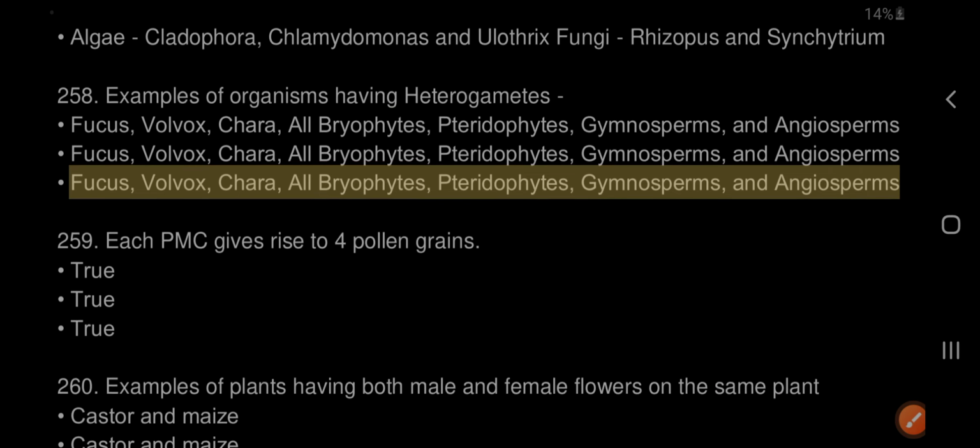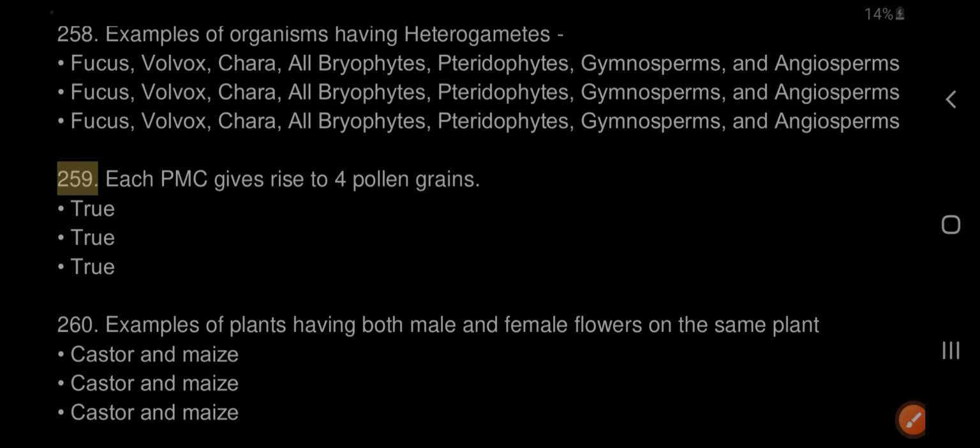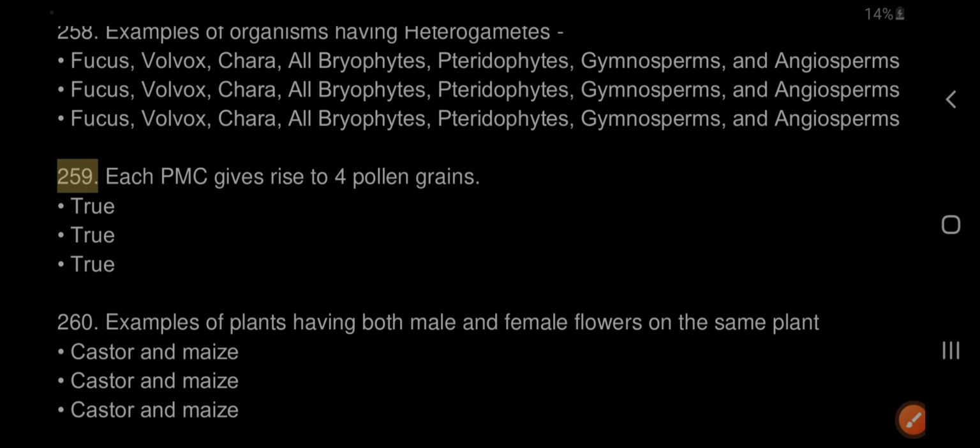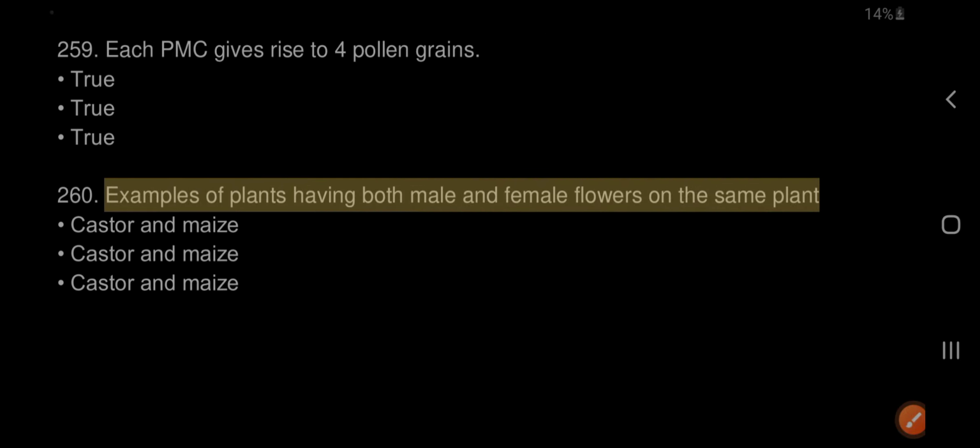259. Each PMC gives rise to 4 pollen grains. True. 260. Examples of plants having both male and female flowers on the same plant: castor and maize.